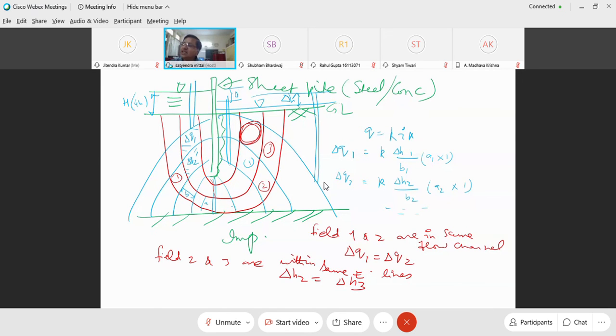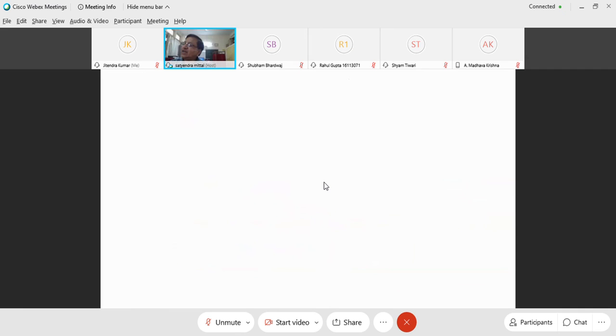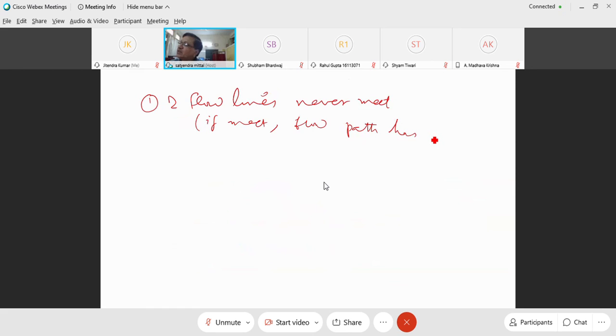The last thing today I would like to say is that two flow lines never meet. If they meet, it means the flow path has disappeared, which is impossible.